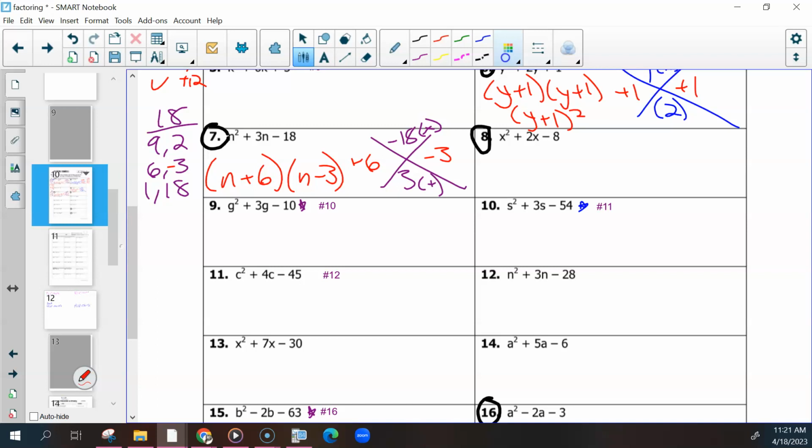Let's try 10. Think of your factors of 54. If you want to list them out, you can. And find two numbers that multiply to be negative 54, but add to be 3.